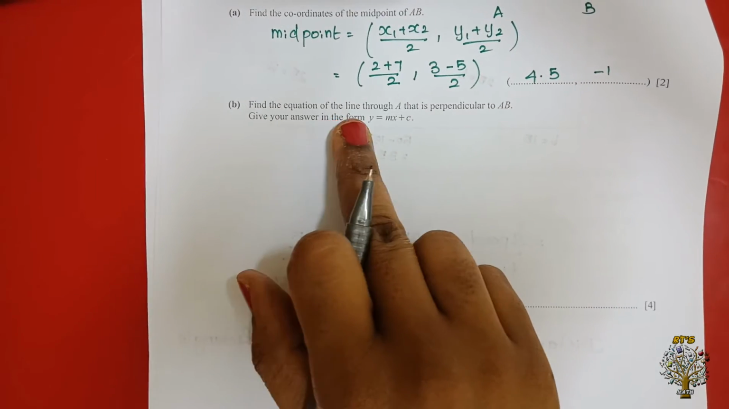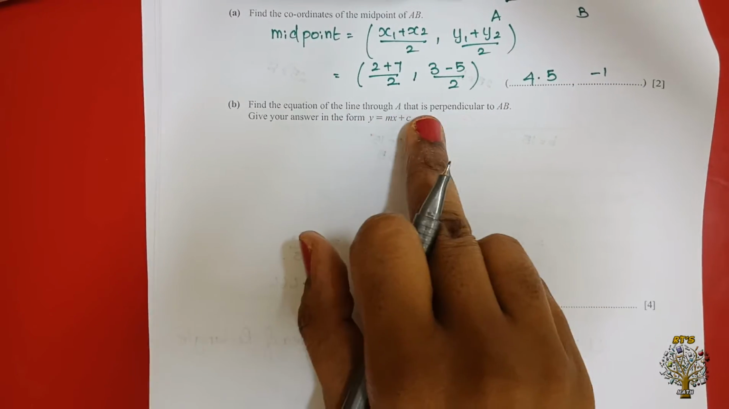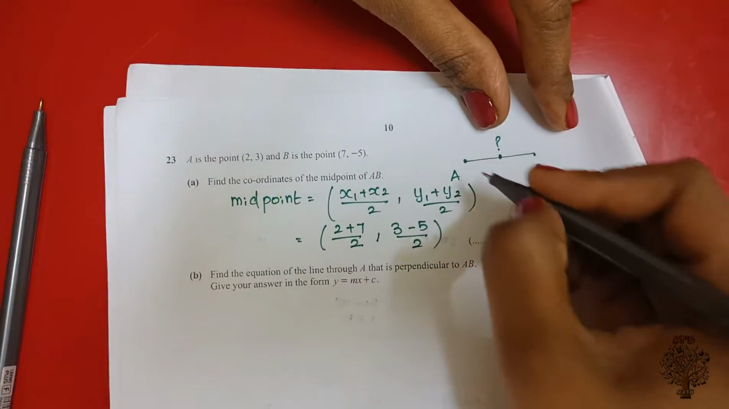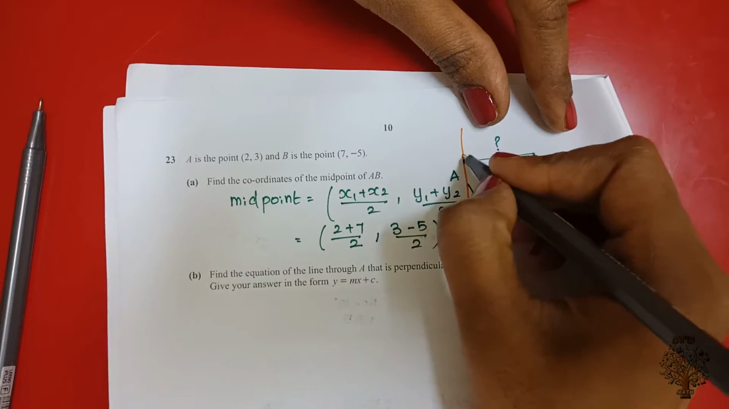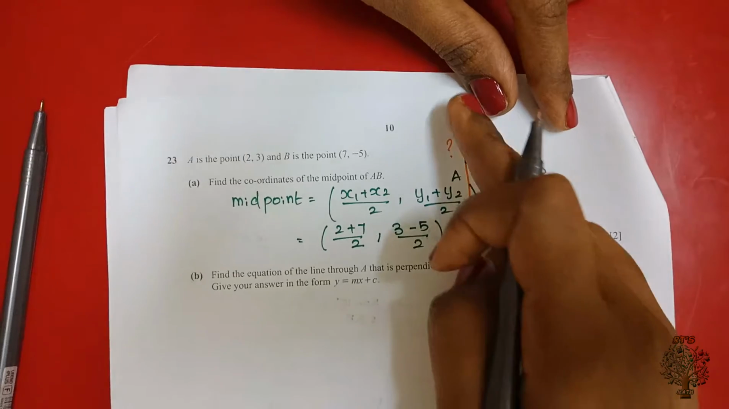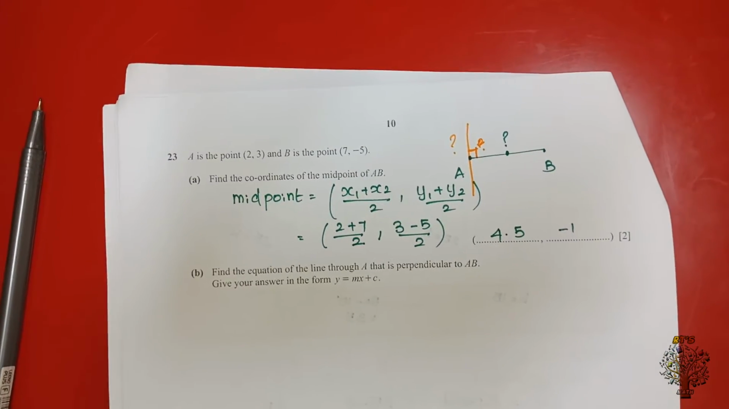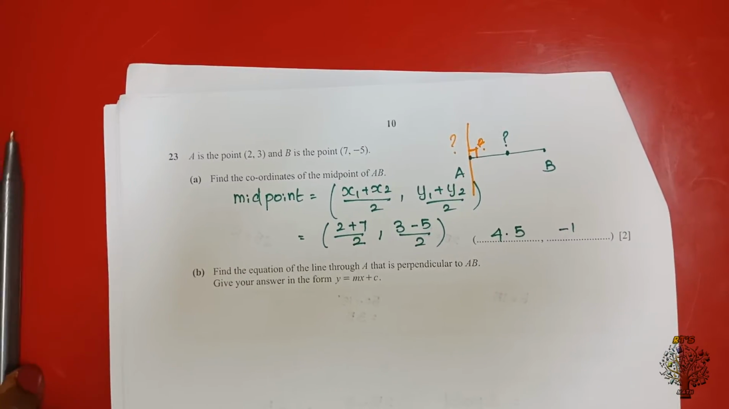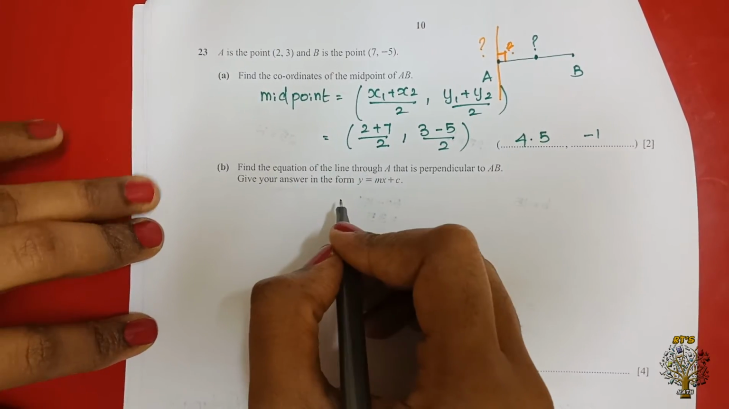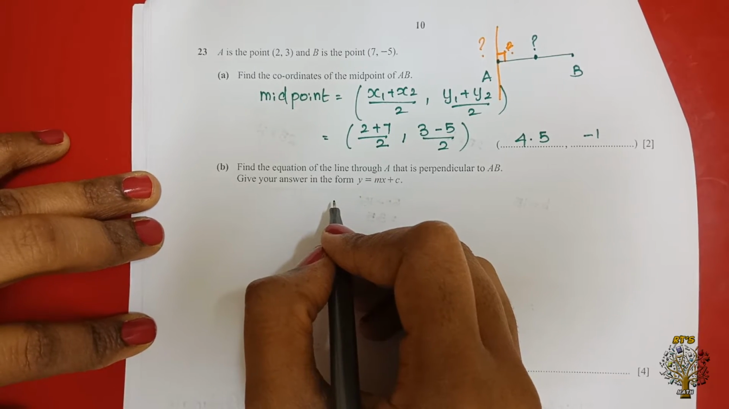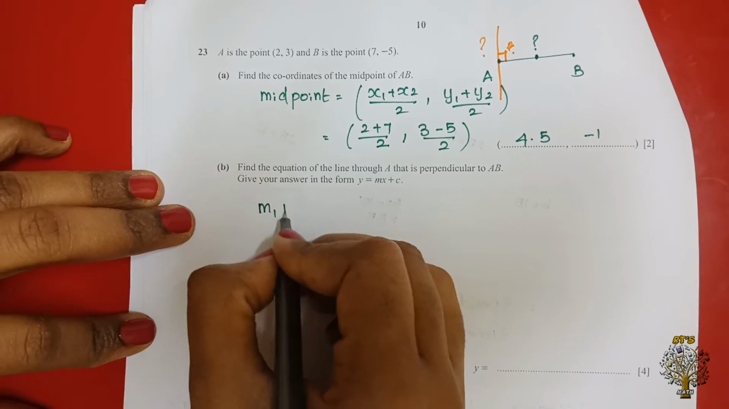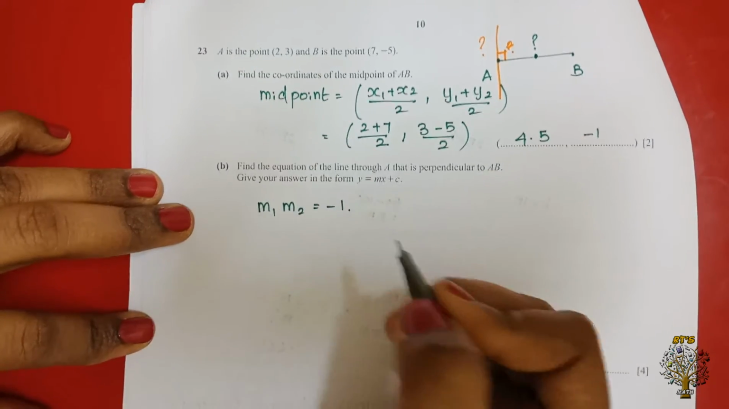Fine. Now find the equation of the line through A that is perpendicular to AB. You can understand the question. They want us to find the equation of the line which passes through A and that is perpendicular to AB. So this line's equation we need. How am I going to find this? I know a formula: if two straight lines are perpendicular, the product of their slopes is -1. I'm just going to take here m1 m2 is equal to -1.